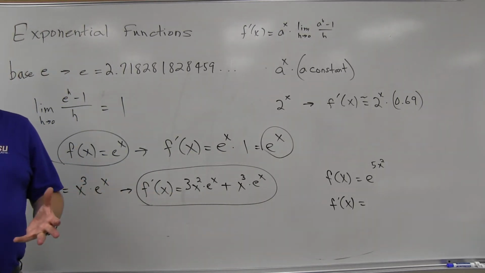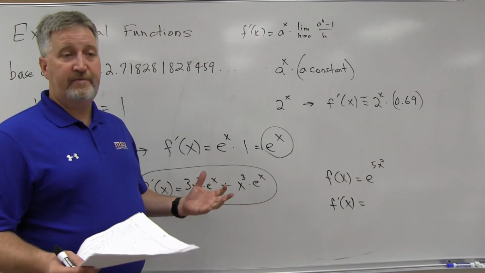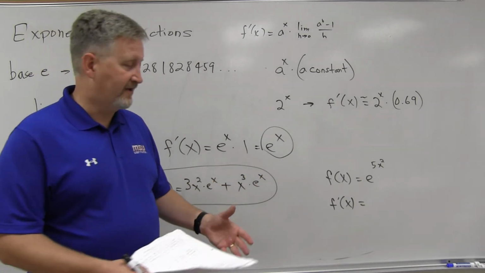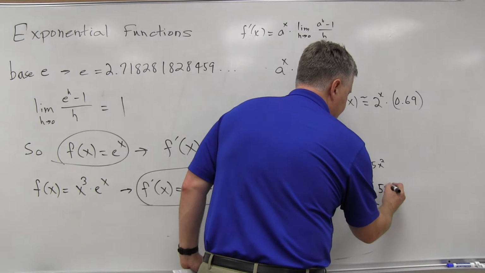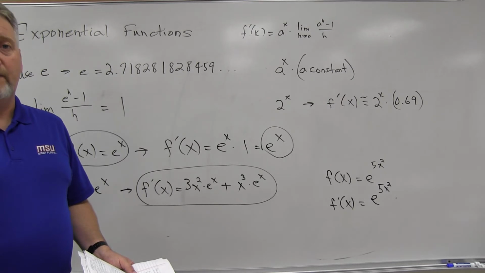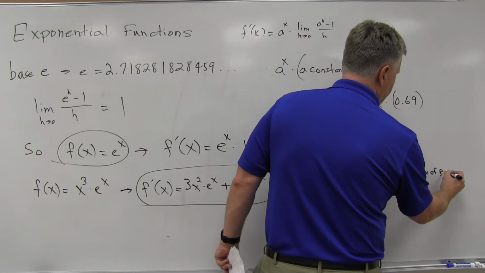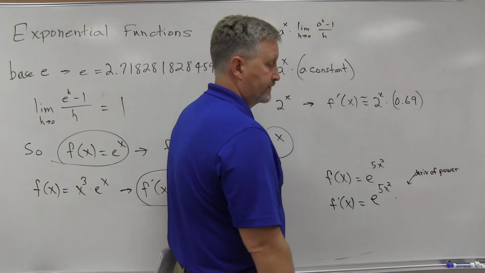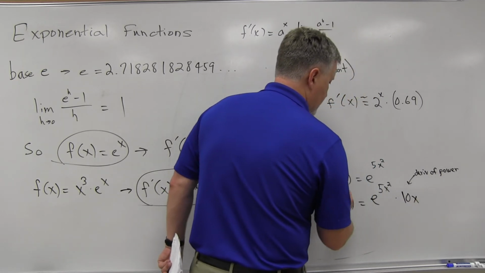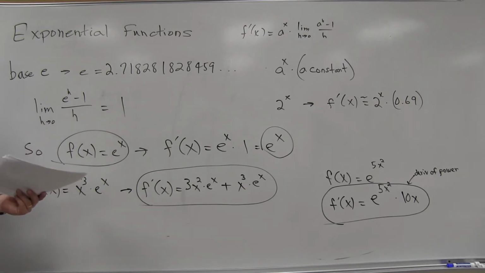So with that in mind, what's the derivative of the outside? Well, it's e to a power, and the derivative is e to the power. But since it's a chain rule, I also have to do the derivative of the power. So what would that be? The derivative of 5x squared is 10x. With me there? So if you've got e to a power other than just x, it's e to that power times the derivative of the power, because it's a chain rule.